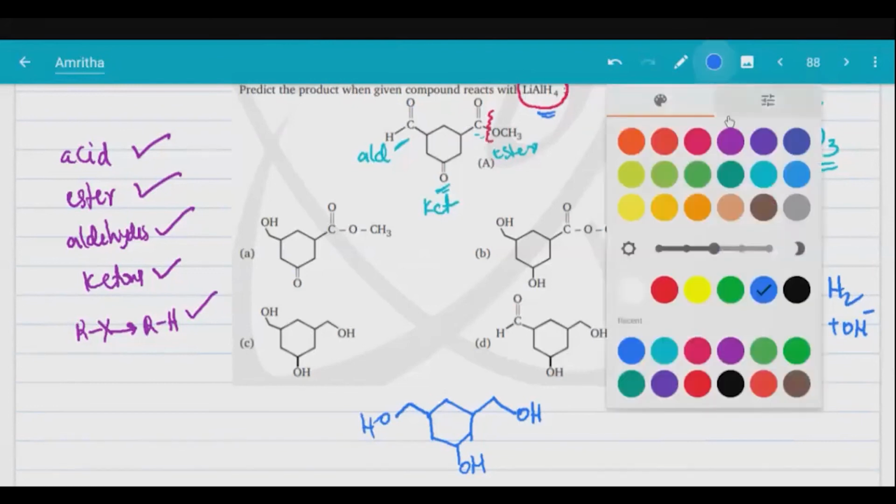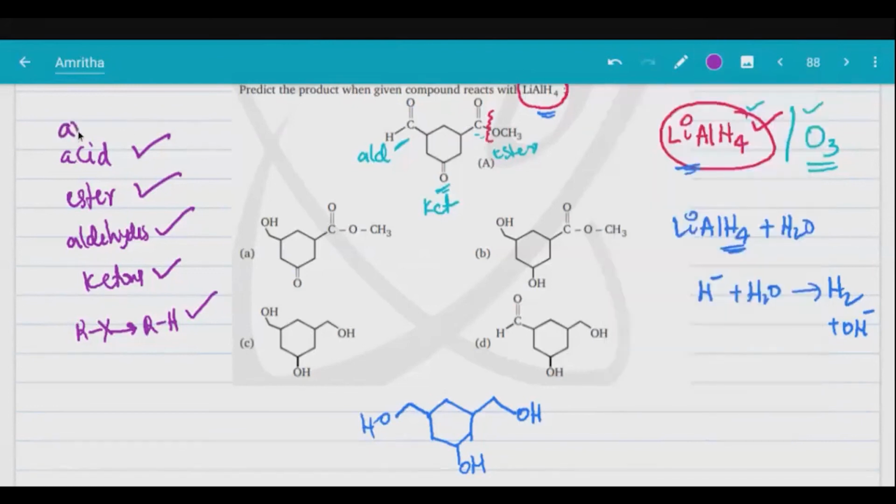Even amides will react. They're actually very difficult, but lithium aluminum hydride reacts with this. All functional groups you can see. So what is the correct option? Option C. They are reducing agents, strong reducing agents.